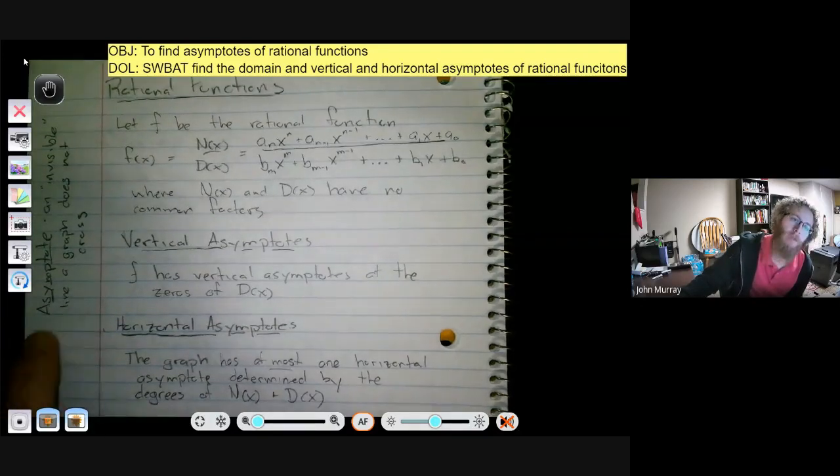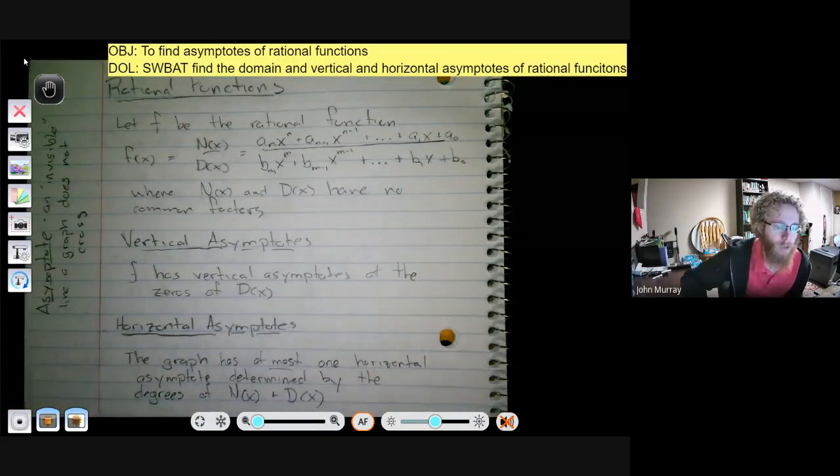So here's kind of a definition of an asymptote. It's an invisible line that a graph does not cross. Now, there are a few reasons for asymptotes, and there are different types of asymptotes. So that's what we're going to learn today. We're going to learn how to find them and their relation with the domain of our rational functions.